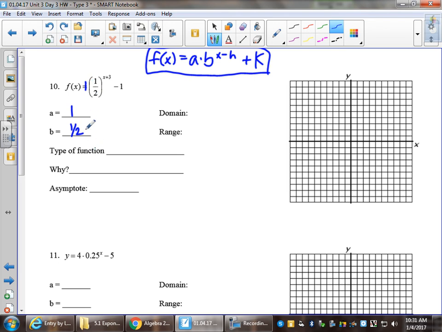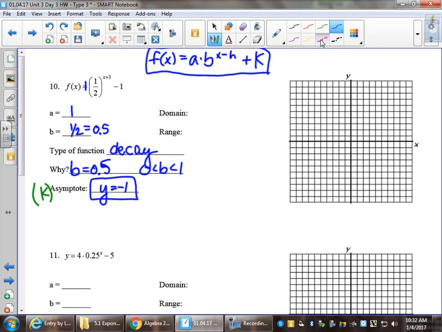Type of function. Well, 1/2 is equal to 0.5. So I know that this is decay because B is 0.5. That is a value between 0 and 1, which tells me it's decay. To know my asymptote, I have to pay attention to K. I wasn't asked for H and K, but I know, because I know my model, that K here is -1. So my asymptote is y equals -1.